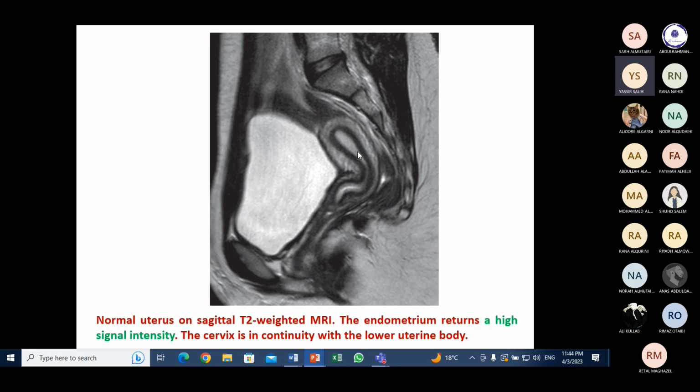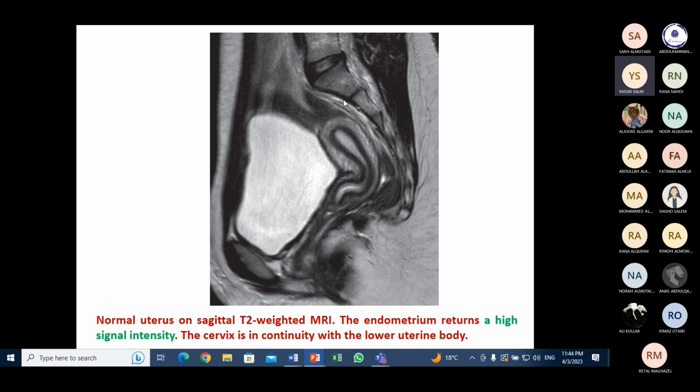So what is the normal appearance of endometrium in this? What is this MRI sequence? We talked about MRI sequences. What sequences do you know? T2. Yes, this is T2. Why T2? How do you know this is T2? We said T2 is characterized by hyperintense fluid. The fluid is always hyperintense, and this is the urine. So this is T2.